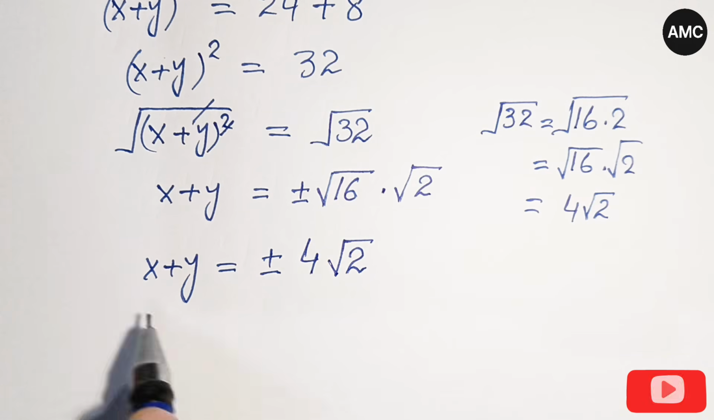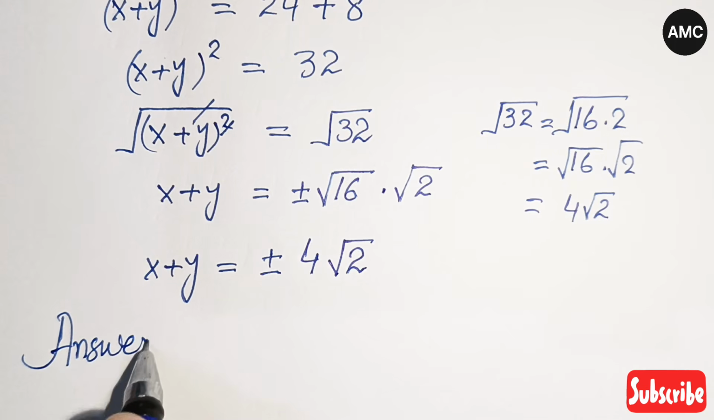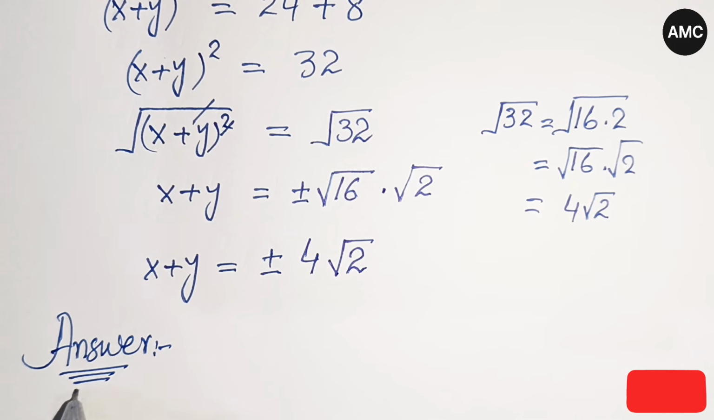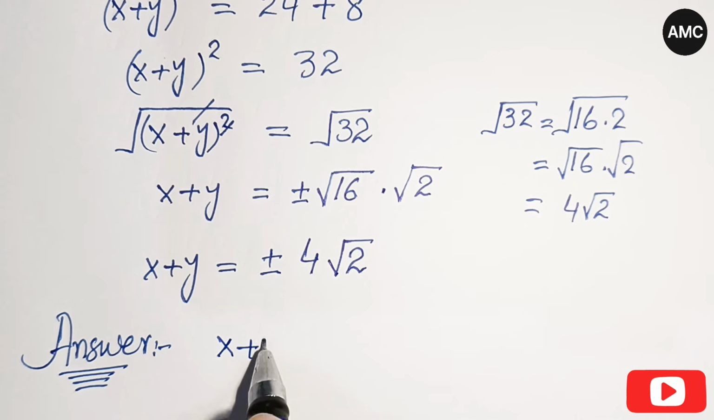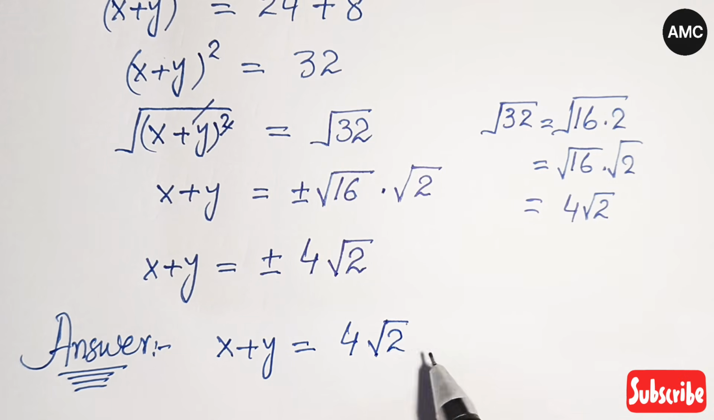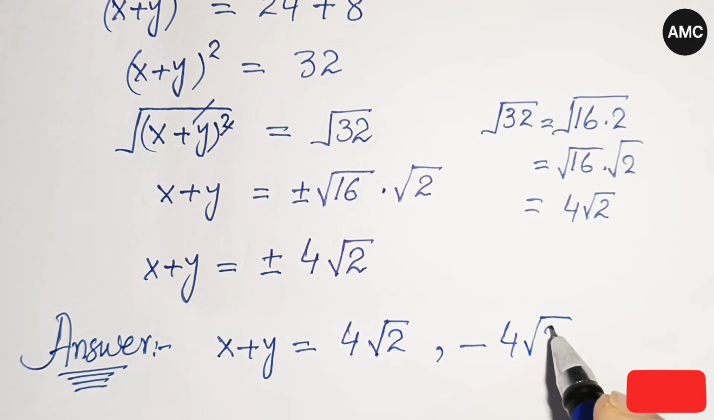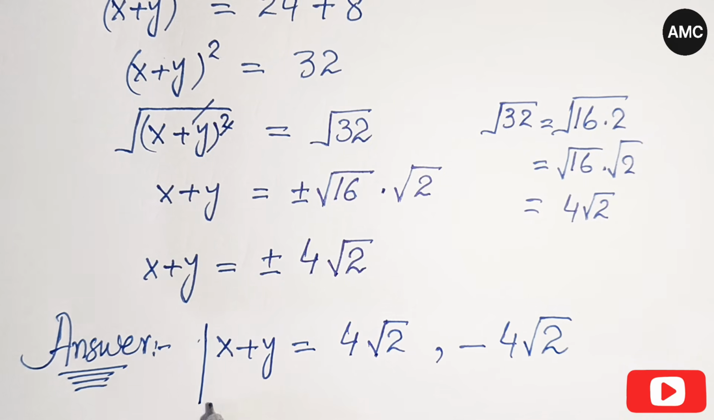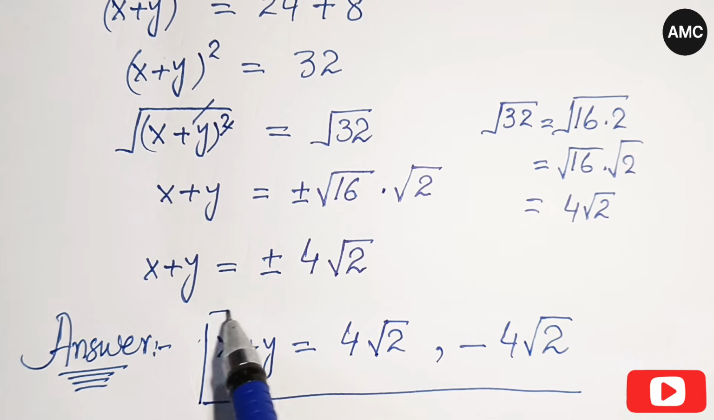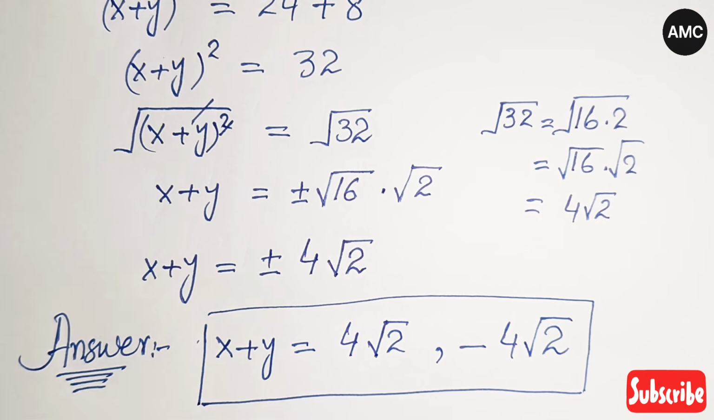Here we have our final answer: two values of x plus y. The first one is positive 4 times the square root of 2, and the other is negative 4 times the square root of 2. So it is our final answer. I hope you have understood all these steps.